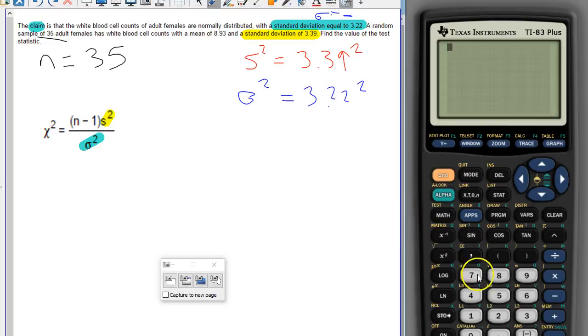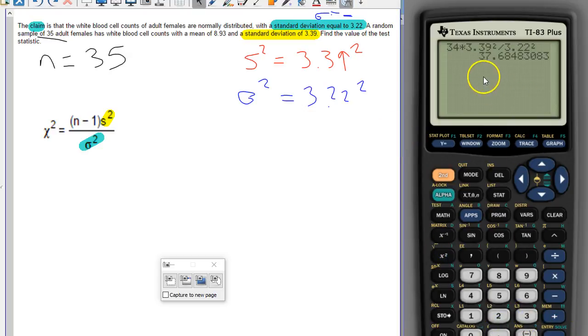So this statistic is n minus 1, as it shows in the formula, so n minus 1 would be 35 minus 1, which is 34, times s squared, this is what we said we're going to get for s squared. S means sample standard deviation, so we square that to get s squared, and then divided by the population standard deviation, or the claimed value. So divide by 3.22 squared.